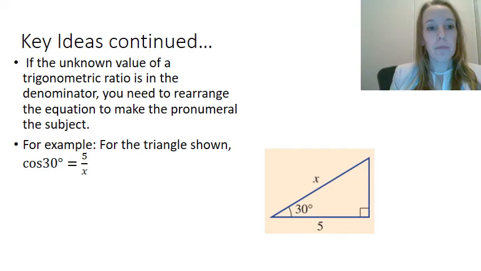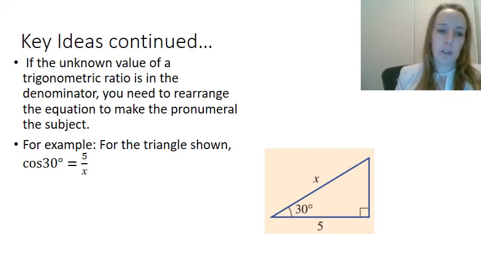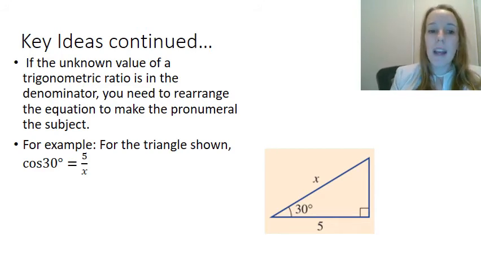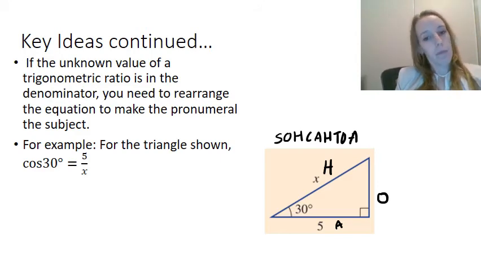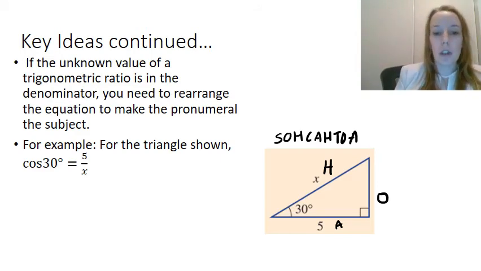Okay, so key ideas continued. If the unknown value of a trigonometric ratio is the denominator, you need to rearrange the equation to make the pronumeral the subject. So for the triangle shown, remember we've got SOH CAH TOA, and we'll label our sides here. We're dealing with the hypotenuse and the adjacent side, so we know that's using cos. So cos 30, which is our angle, equals our hypotenuse 5 over our adjacent side, which is x. So we have to rearrange this to solve for x.